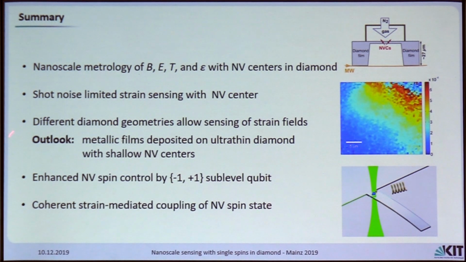And then you could, as an outlook, think of depositing metallic films on top, and then measure with shallow NVs below just the volumetric strains, in case you have a strong, for example, spin-lattice coupling, and see how strain then affects your NV centers, measure this and create images. And of course, very quickly, I mentioned in the end this enhanced spin control, and that it's also possible to coherently drive the spin with the strain of your resonator.